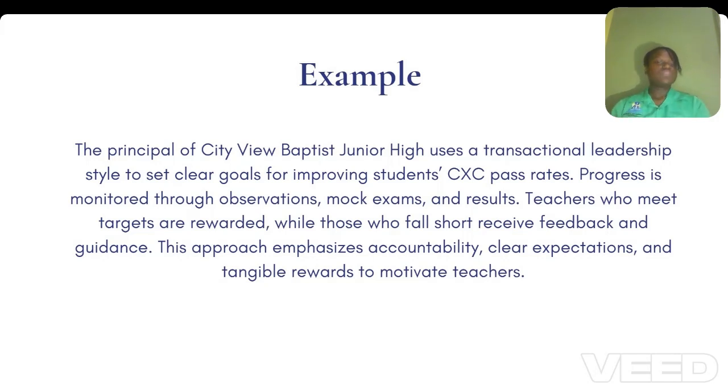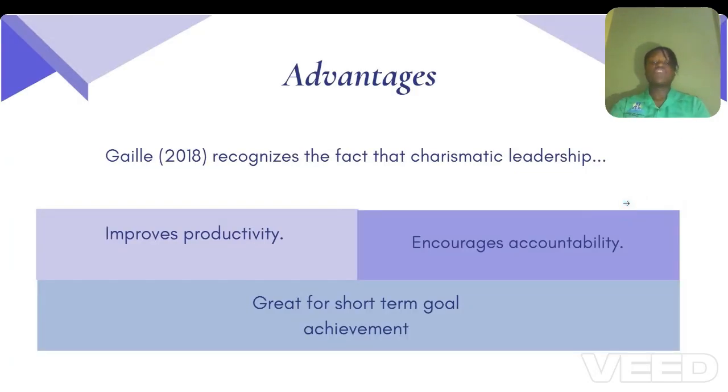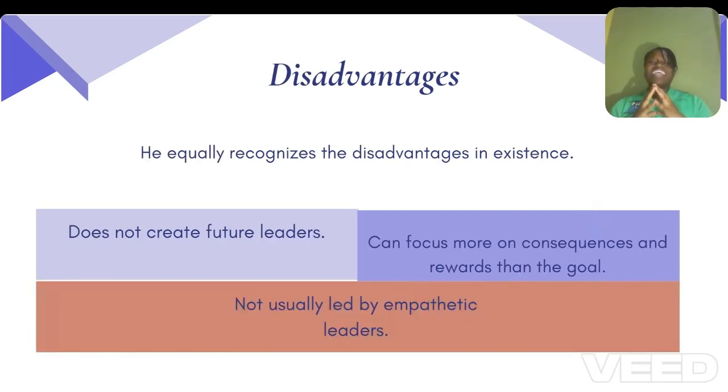And essentially, you see some accountability coming out here, which is funny enough an advantage. It encourages accountability because you know what you sign up for, you know what you're working towards. It's exceptional for short-term goal achievement, and it really improves productivity. Now, it does not create future leaders, especially when you look at the fact that individuals can focus more on consequences and rewards than the goal. And because of that, they're not very goal oriented people, which, of course, if you want to be a leader, you have to be very goal oriented. And unfortunately, leaders who use this leadership style are not always the most empathetic out there.